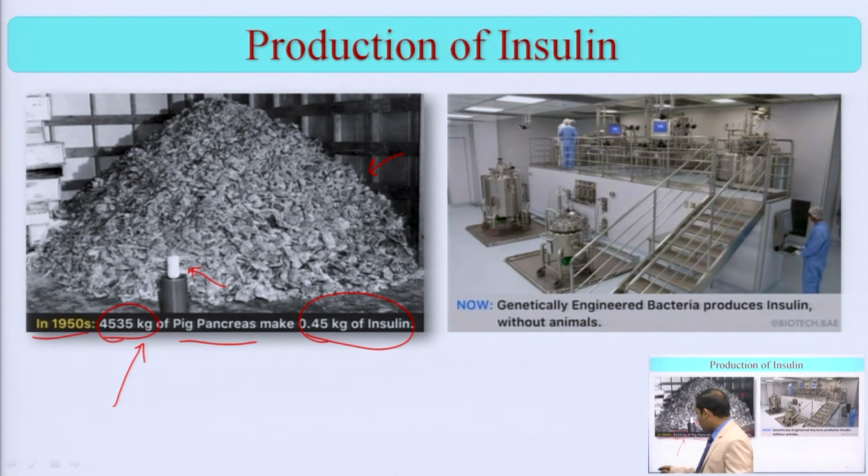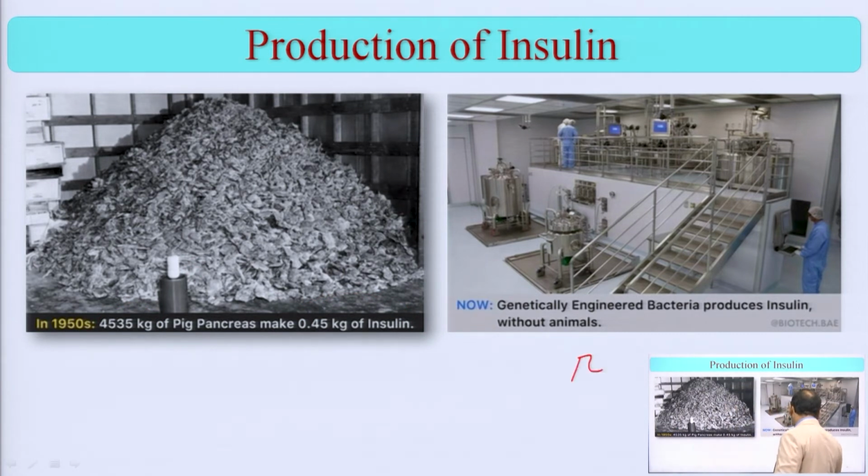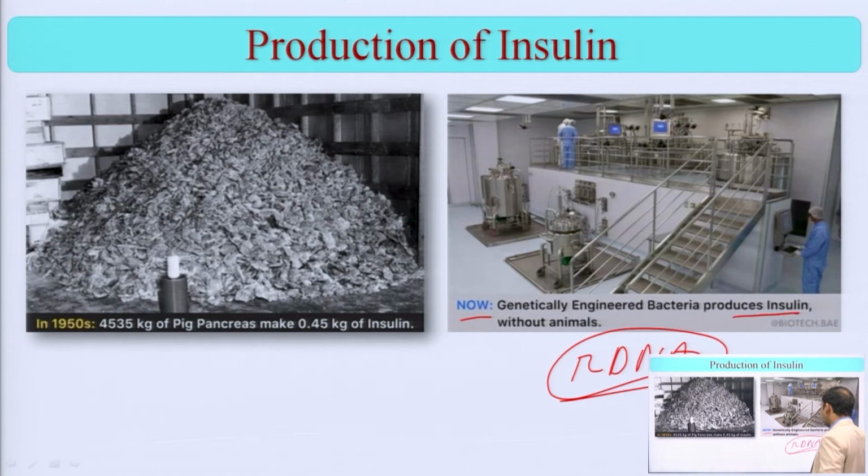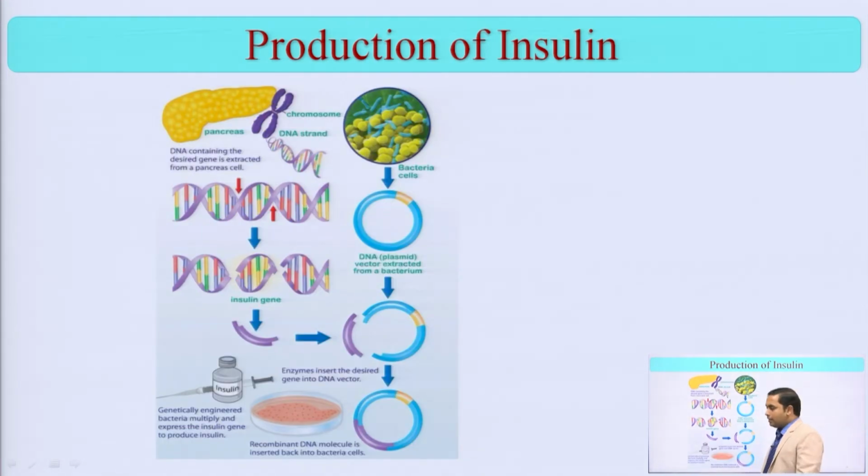Now, due to advancement of biotechnology, or recombinant DNA technology, today we can use genetically engineered bacteria to produce insulin. Right now, we are not sacrificing pigs, we are using bacteria to make insulin. Now, the question is how? The answer is here. It is a very simple process.